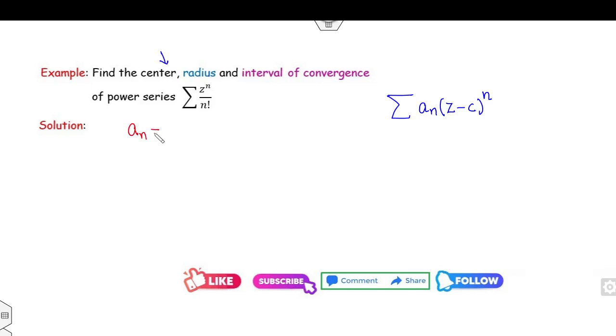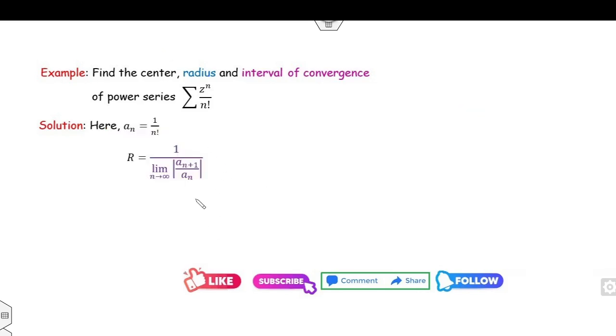So can you compare them? The value of a_n will be 1 over n factorial. Now since this is the n factorial, your target is to compute the value of R. So can you find the value of R? You can substitute the values. What is a_{n+1}? It is 1 over (n+1) factorial, and a_n will be 1 over n factorial.